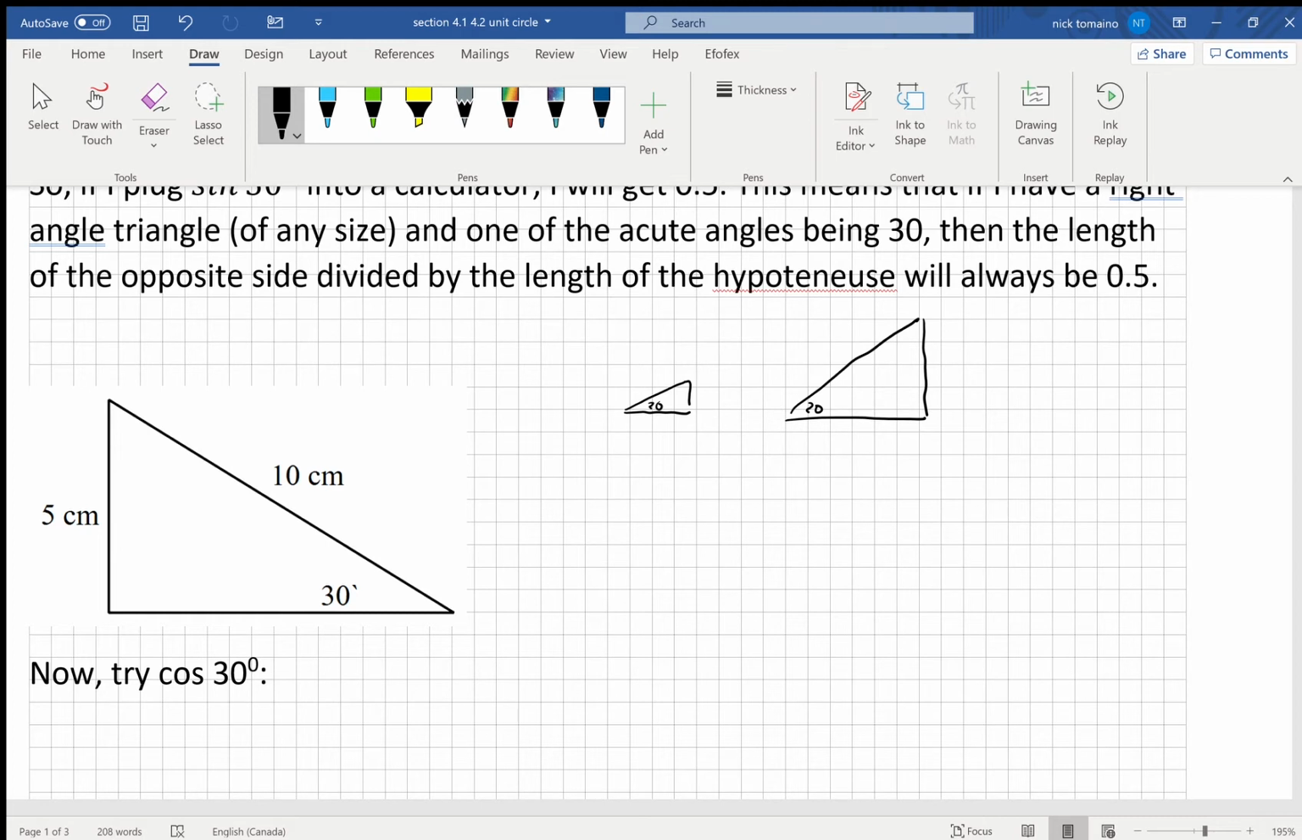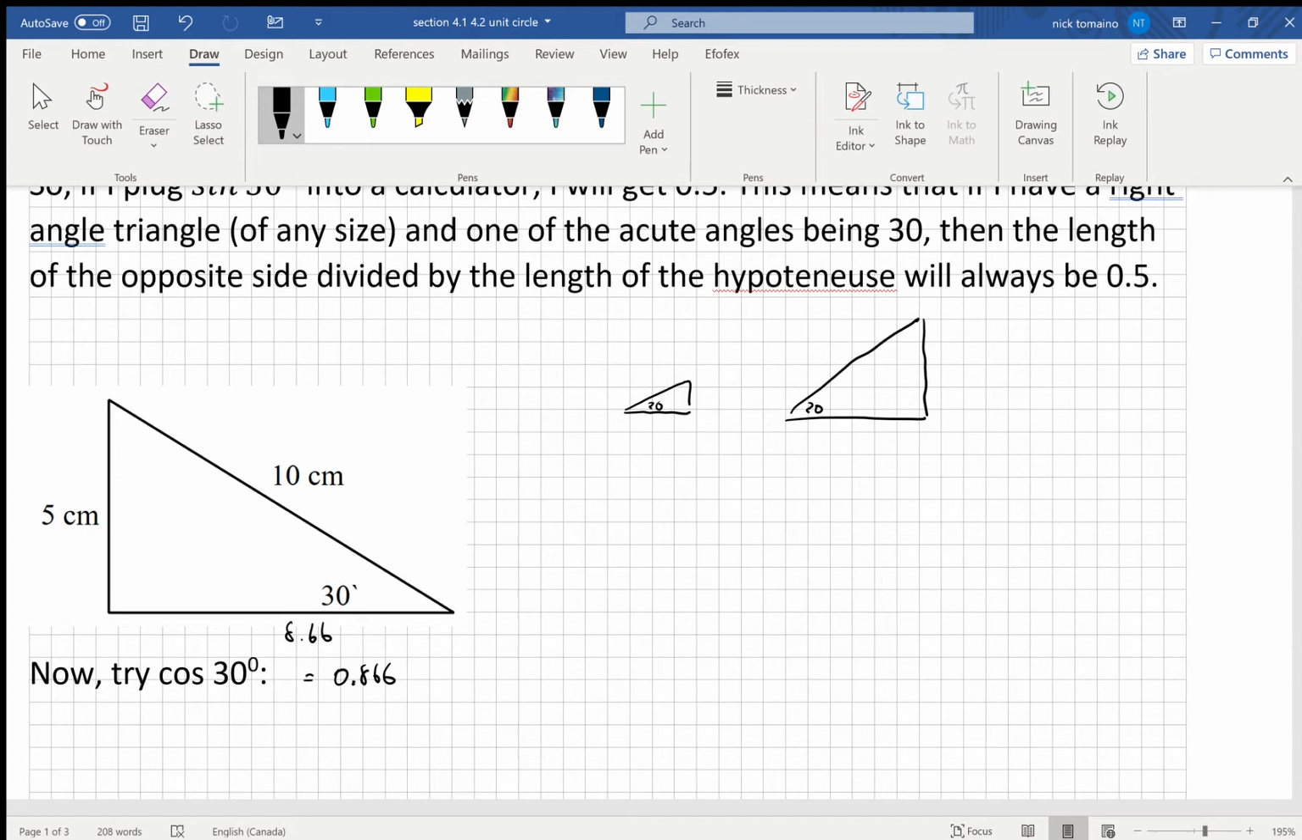Okay? Now, if I type in cos 30, we end up getting 0.866, and there's a bunch more decimal places. We'll just keep it like that. That means that the length of the adjacent divided by the hypotenuse must equal 0.866, which means this would be 8.66. Okay, so that was essentially stuff we did last year.